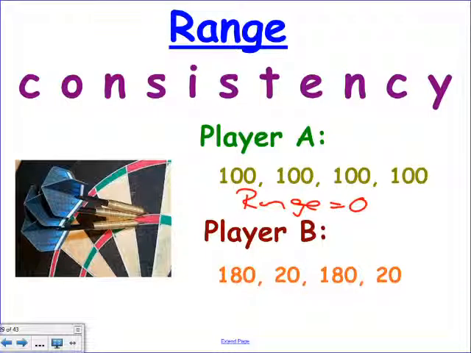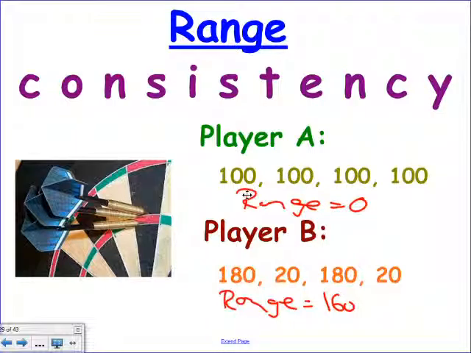Let's look at player B. Goes up to the board. 180, 20, 100. What's his range of data? 180 to 20. So it'd be 160. What's his consistency like? It's pretty rubbish. It's all over the place. It's got a range of 160 that he could end up getting. So range is about consistency.